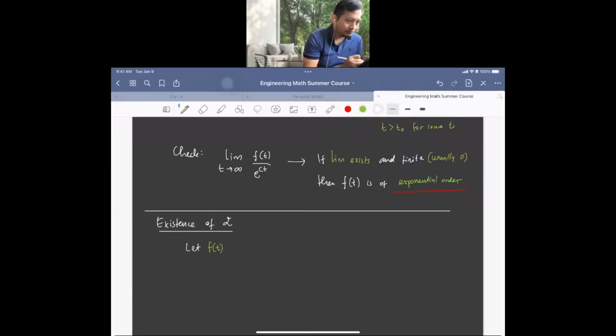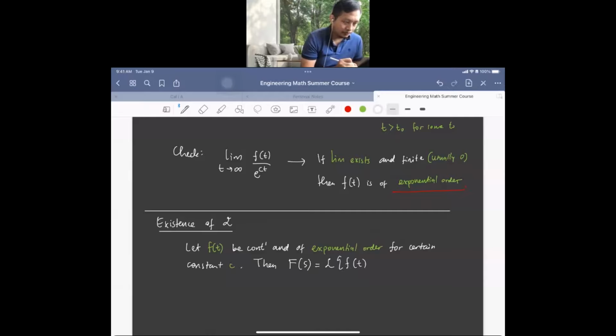Let f of t be continuous and also of exponential order for a certain constant c. Then capital F of variable s, the Laplace of f of t, is defined for all s greater than c.